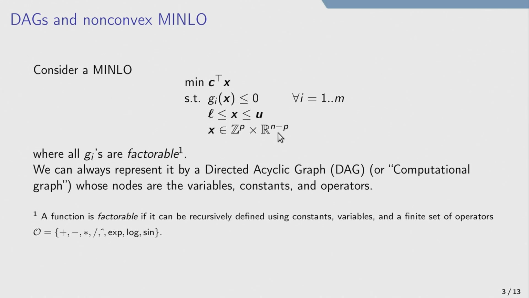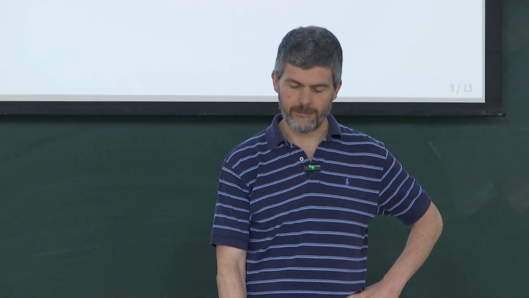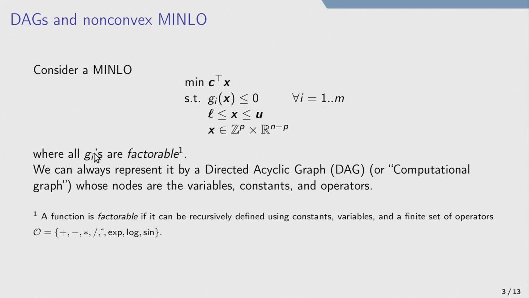There are m constraints, all of them nonlinear. The objective function is linear, but by now it should be pretty clear that whether our objective function is linear or nonlinear doesn't really matter. If it's nonlinear, you just move it to a constraint by adding an extra variable. All the functions g, all the nonlinear stuff appearing in the problem is factorable in the sense that we know its expression. It's a closed form.